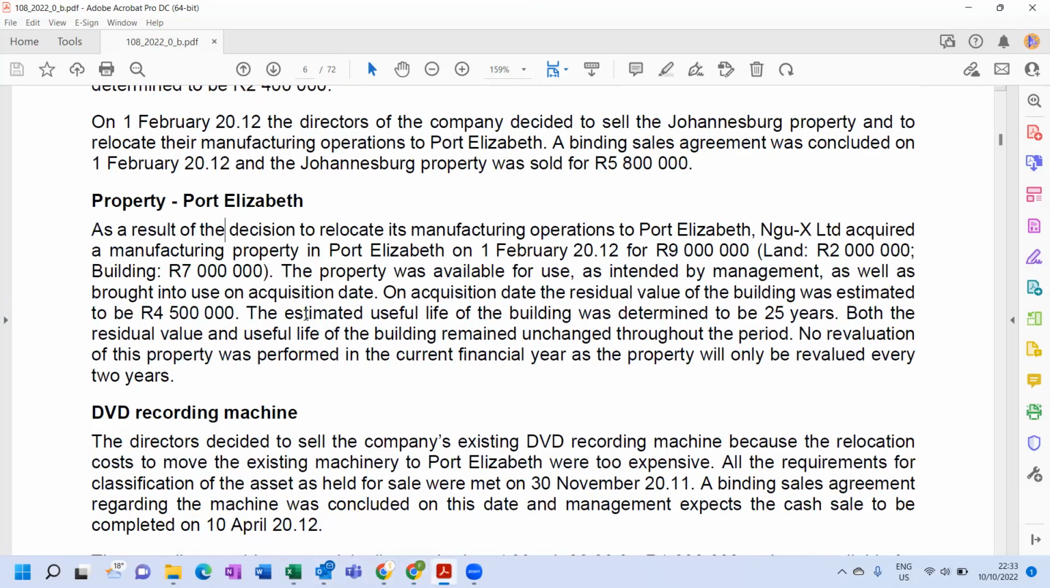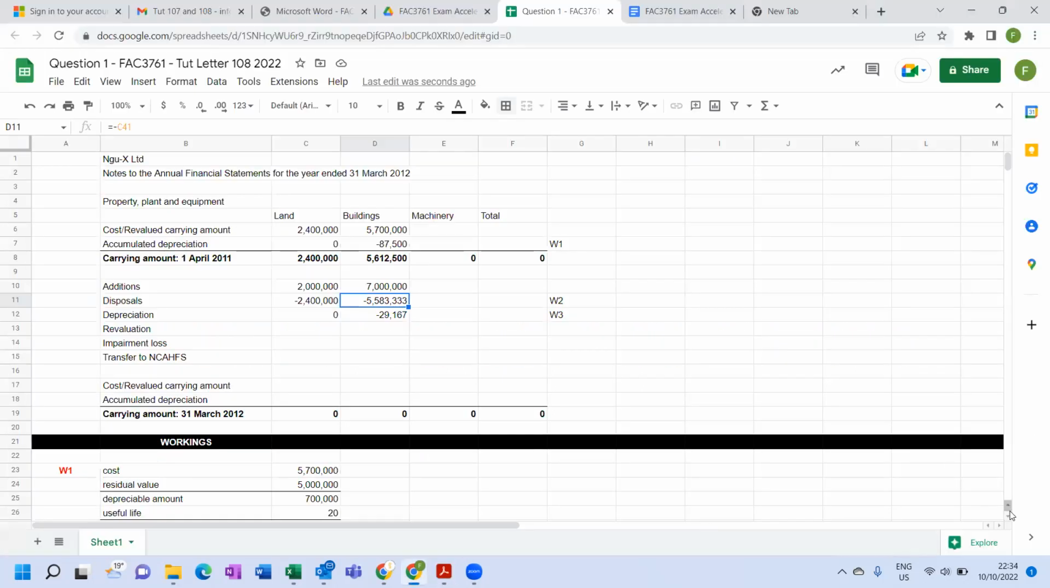Then let's say the property was available for use as intended by management and brought into use on the acquisition date. So that means from 1 February, I can start depreciating because the asset was ready for use on that date. On acquisition date, the residual value of the building was estimated to be 4.5 million, and the estimated useful life of the building was determined to be 25 years. Both the residual value and useful life have remained unchanged. There was no revaluation. Okay, so now I can go work out depreciation.